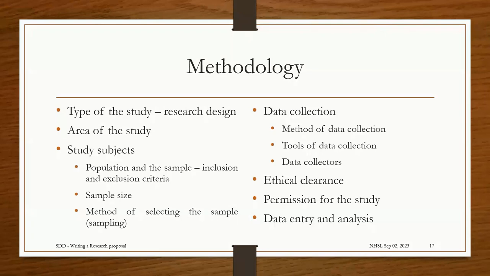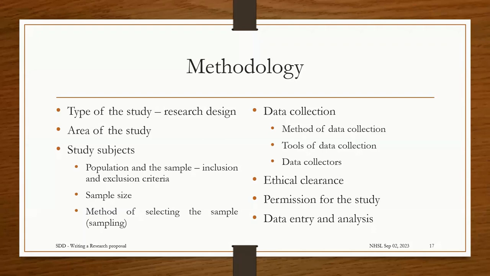You can write the type of study or research design, for example cross-sectional study. Then the area of the study, where you do the study. Then we come to study subjects: the population and the sample, and then the inclusion and exclusion criteria.